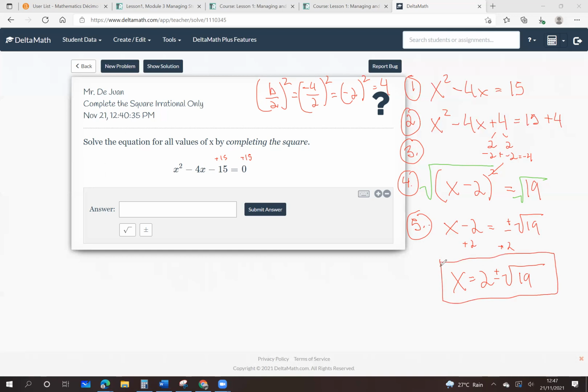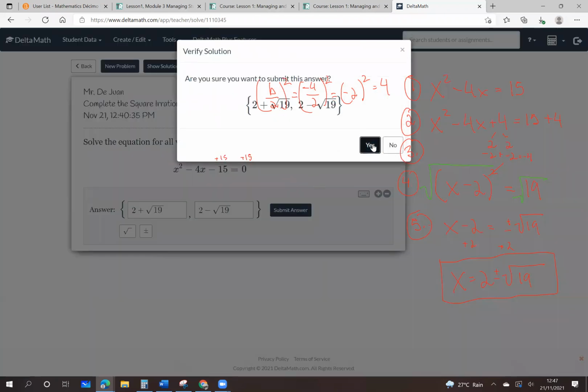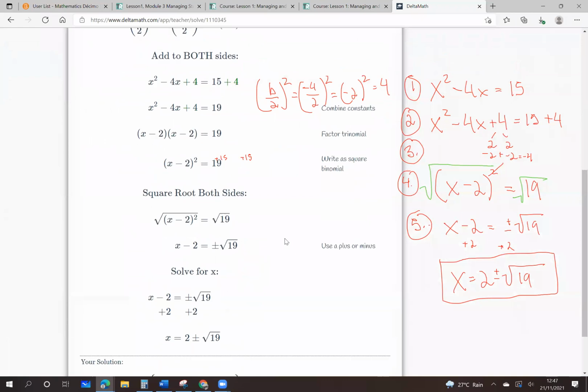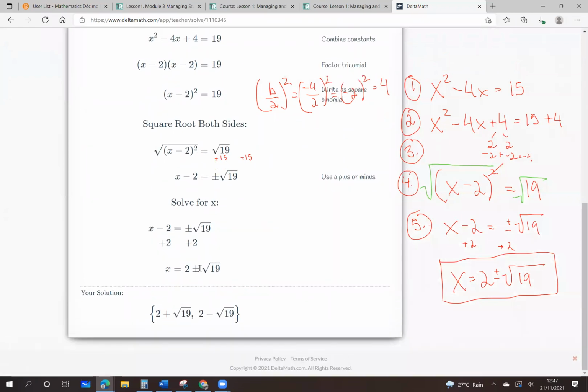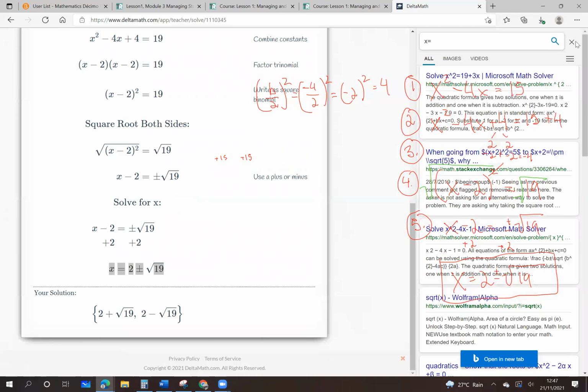All right, so how do we type this into our answers? Well, we do 2 plus square root of 19, comma. Remember the comma, chicos. You have to have your answer like this. It should allow it like this. Okay, is everyone clear? You can also type your solution in another way, which I will show you guys in a second.